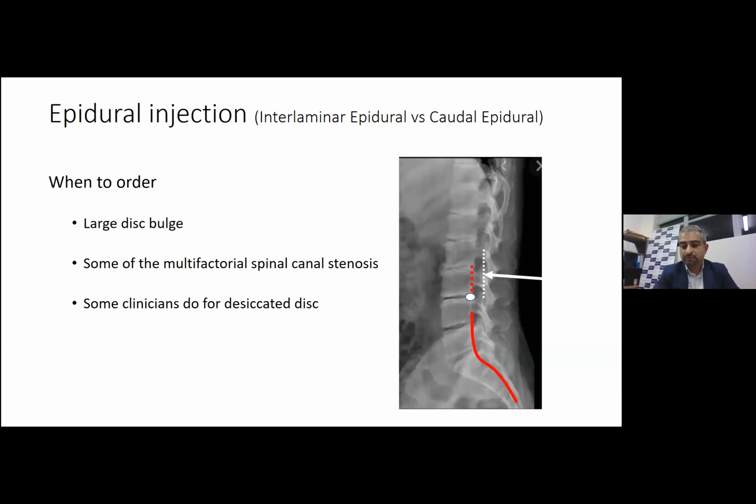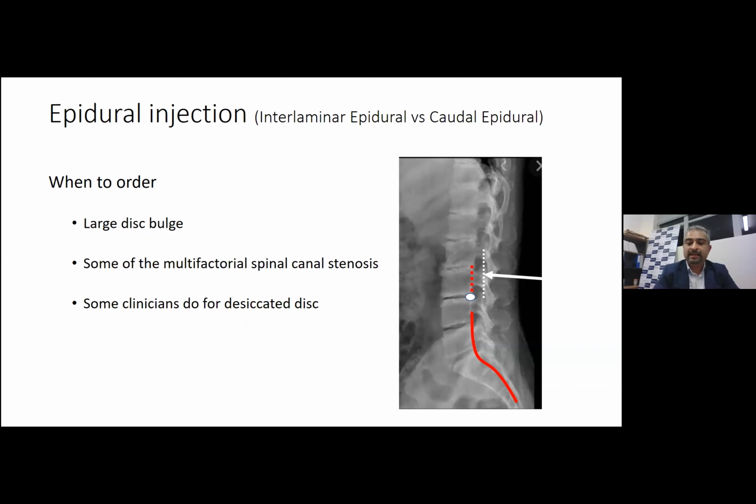The third one is epidural injection. Interlaminar epidural, like epidural in the labor ward. They go from the midline, as indicated by the white arrow, and we inject local anesthetics and medication where the dotted white line is.